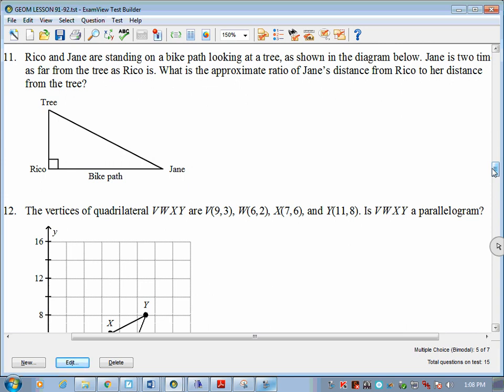It's kind of an odd question to be thrown into all of this. Where does this question come from? Number 11 comes from lesson 91, is what it says.